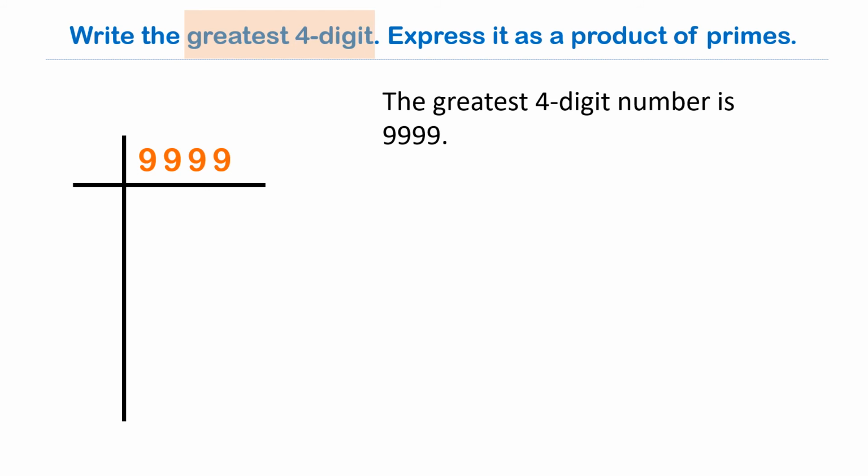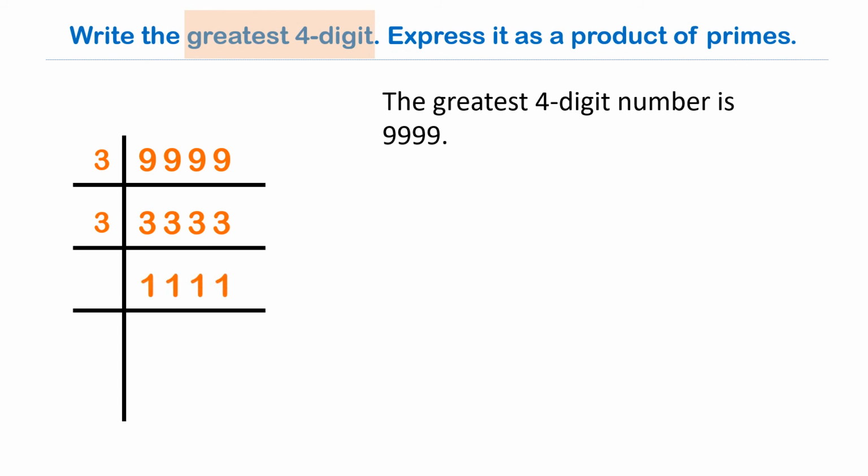So 9999 is also divisible by 3. Write 3 to the left of 9999 and divide. We get 3333. Again, 3333 is an odd number and divisible by 3 also. So write 3 to the left of 3333 and divide. We get 1111.